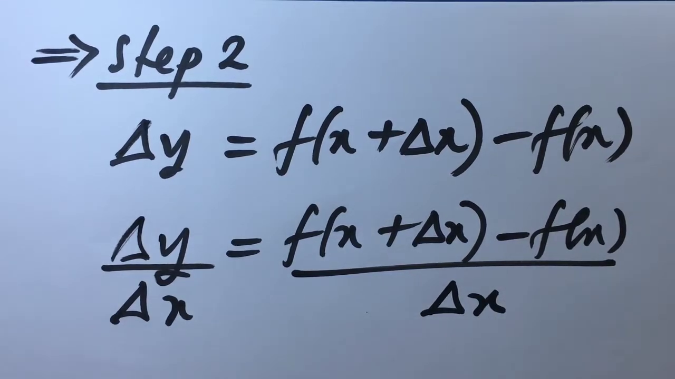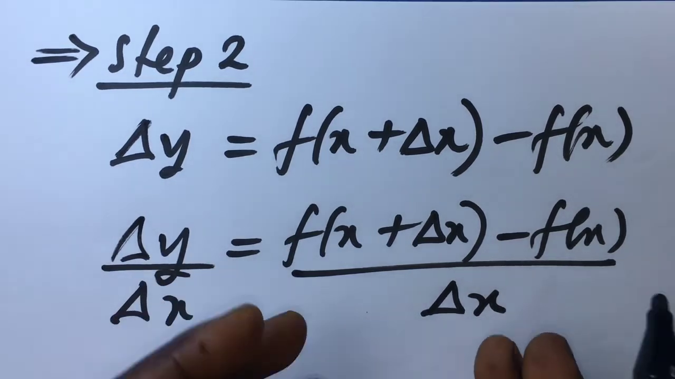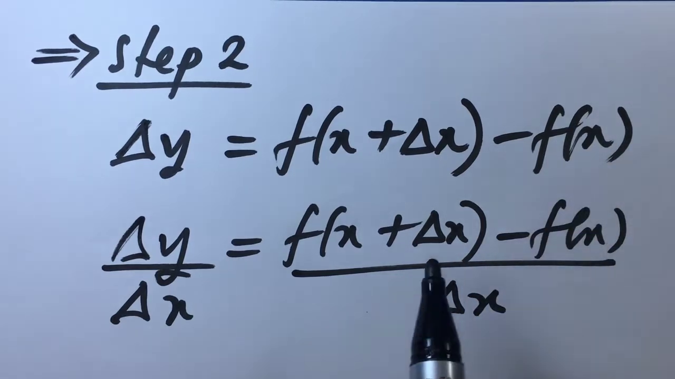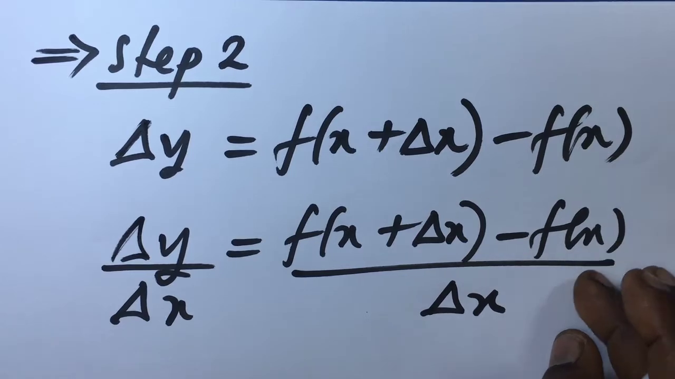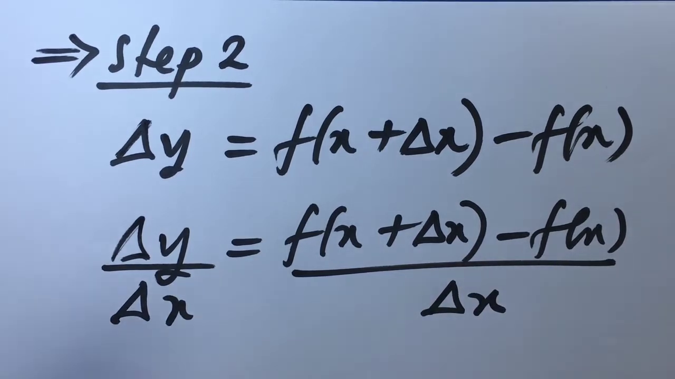So what have we done in step 2? We have obtained the gradient function: change in y over change in x, and on the other side that gives us f of x plus change in x, all in bracket, minus f of x, all over change in x. And that concludes step 2.